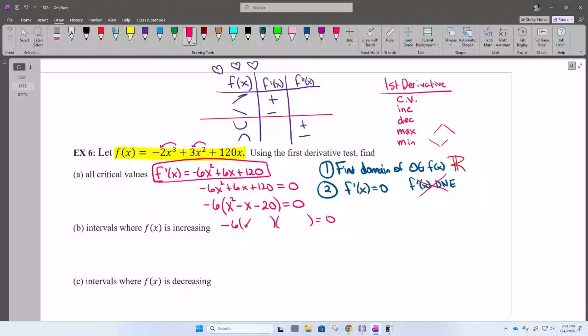And so x squared is going to be x and x. I'll look at the sign right before my constant. If it's negative, that means I have opposite signs. So one's positive, one's negative. Factors of 20, that multiply to give me 20, add to give me negative 1. It's going to be negative 5, positive 4.